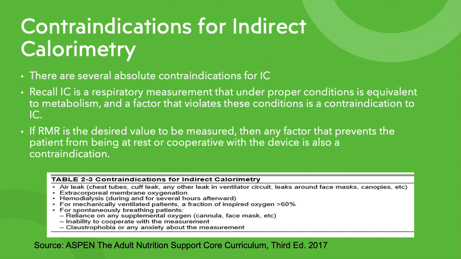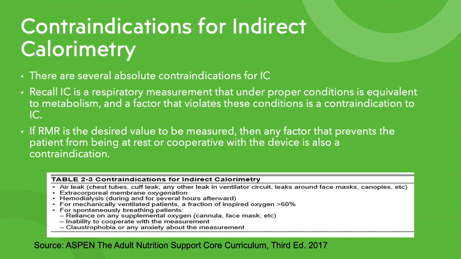So there are actually several absolute contraindications for indirect calorimetry. Recall that IC is a respiratory measurement that under proper conditions is equivalent to metabolism. And so any factor that violates these conditions is a contraindication to indirect calorimetry. If RMR is the desired value to be measured, then any factor that prevents that patient from being at rest or cooperative with the device is also a contraindication.